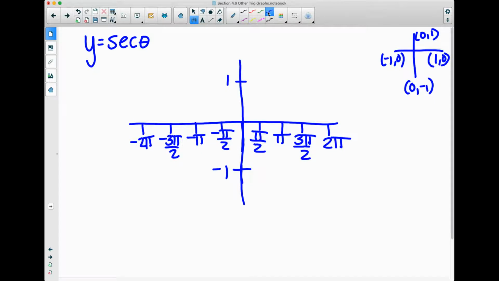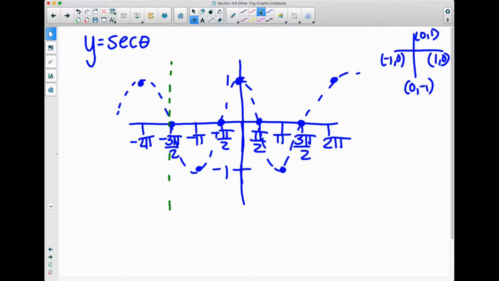All right, so if I grab cosine at 0 is 1, so I have my 1, 0, and then I go up from there, backwards. Same situation. If secant is cosine flipped, everywhere at 0, if I flip that, that becomes undefined. So I'm going to draw in my asymptotes at my zeros.